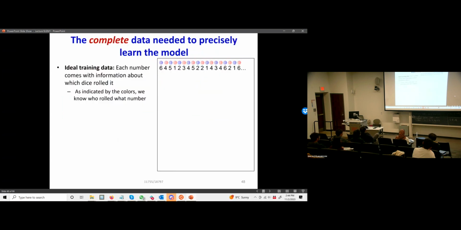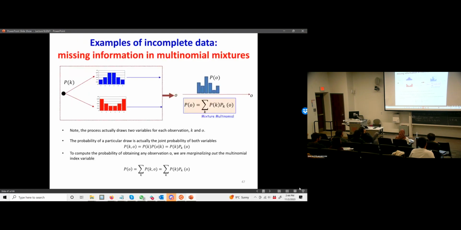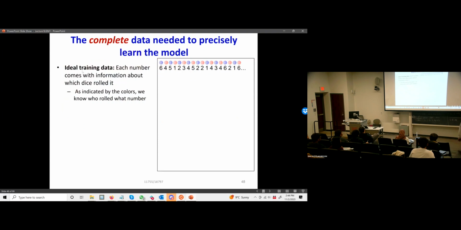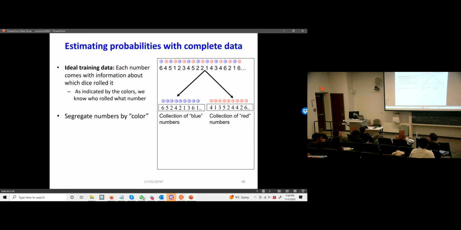And of course, in the ideal case, if you had the complete data, that is the entire sequence of variables that was invoked in any given draw. So the complete data over here is going to include which multinomial rolled the dice and what the outcome was. It's going to be K and O. And if I had the complete data, then it's easy, right? I had the red dice, I had the blue dice. So every number that came out colored. And then all I would have to do is to segregate the two sets of numbers out.